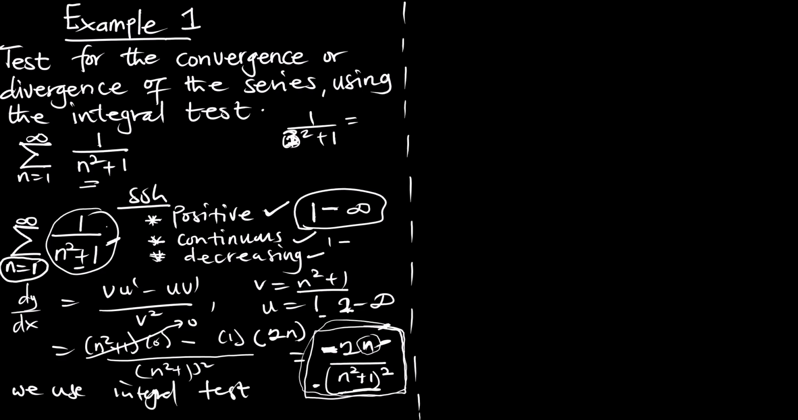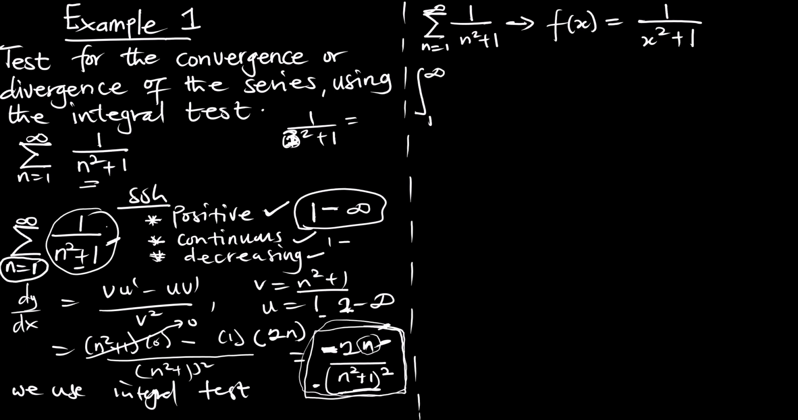Now that we know we can use the integral test, what do we do? We have to go ahead and test. How do we do that? I'm going to say my summation from n equal to 1 to infinity of 1 on n squared plus 1 is represented by a function f of x, which is 1 on x squared plus 1. Are we okay? Now we apply the integration, which is the integral from 1 to infinity of 1 on x squared plus 1 dx.